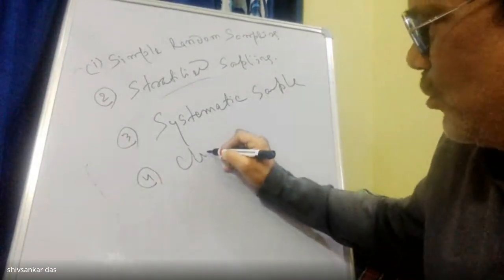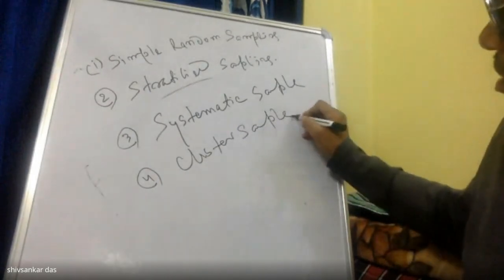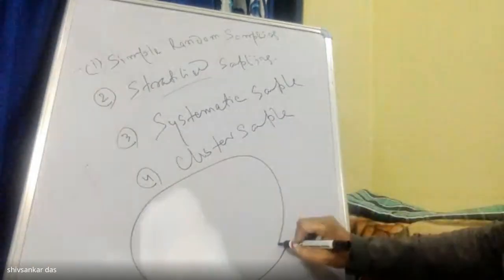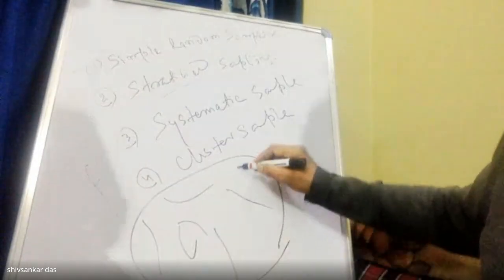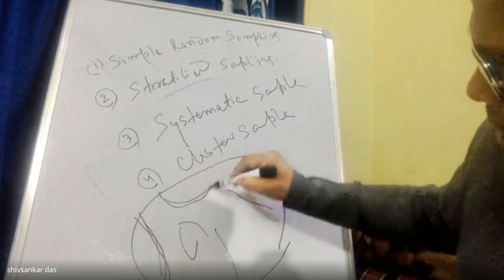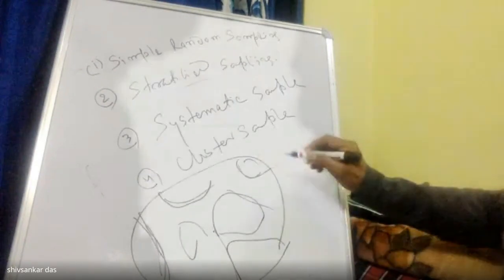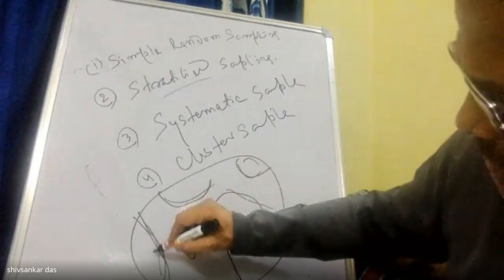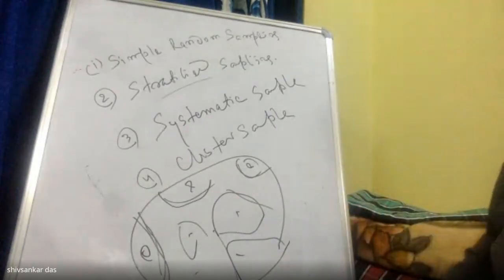Then cluster. Cluster means this is a population, and you make it into clusters. One block, another block, another block, another block. So this is a cluster sample. You select samples from here, here, here, here. This is a cluster sample.